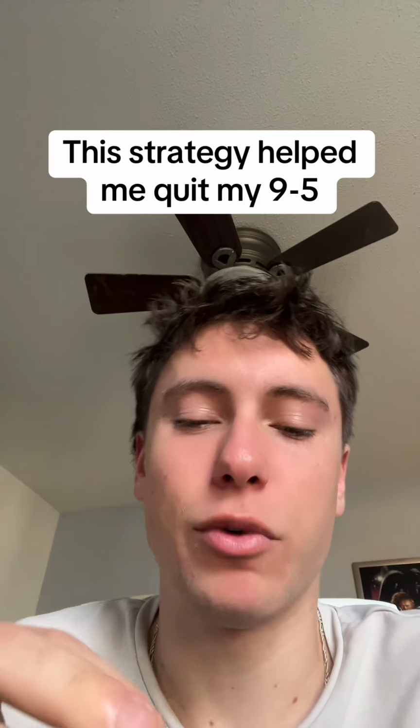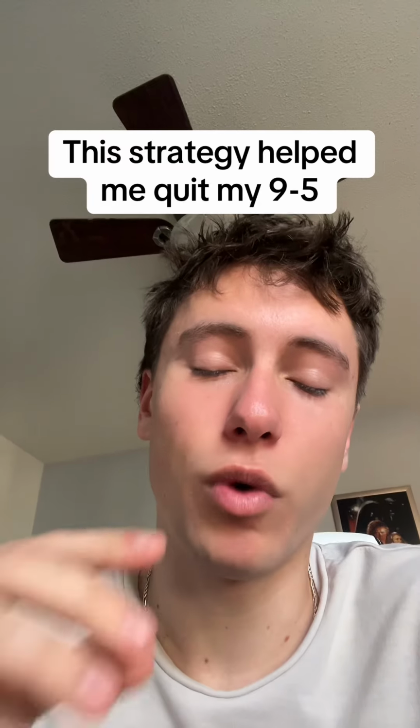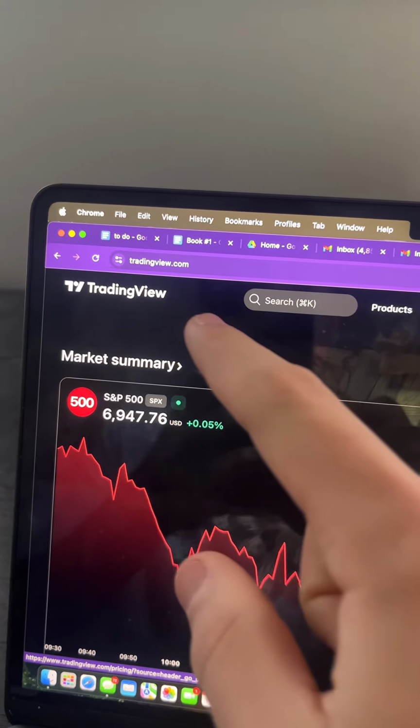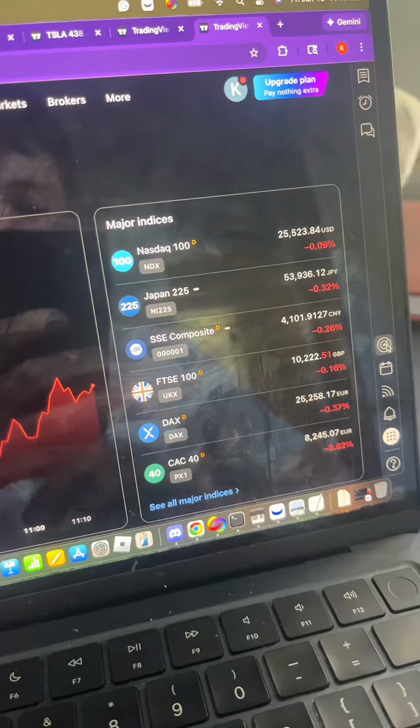I will never have to work a 9 to 5 ever again just because of this one options trading strategy. And this strategy today, I took over a 150% trade with it. And it's super simple. You want to go to this website called TradingView, and you're going to go down and hit the screener button right down here.